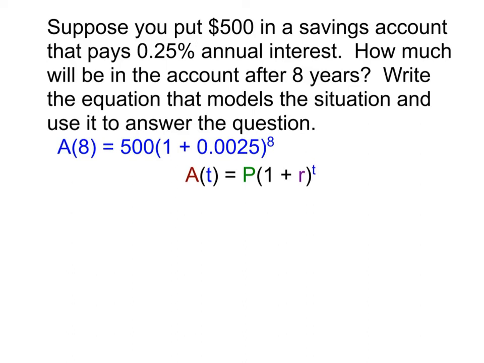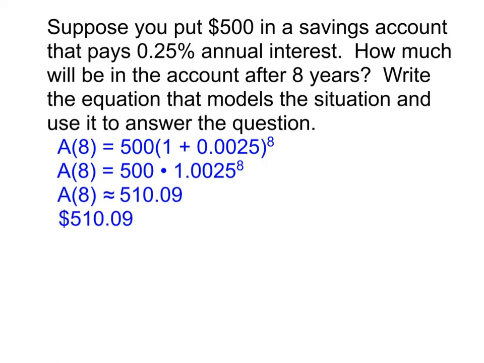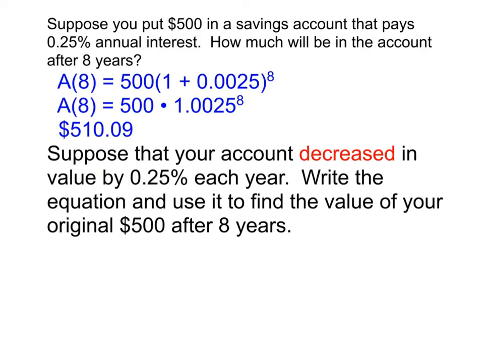Right. Once I have that part in there, then it should just be a matter of doing the calculations. So I do the part inside of the parentheses first, then I do the exponent, then I do the multiplication, and we end up getting $510.09. A modest increase, typical of a savings account. But I want to follow this up with another question.